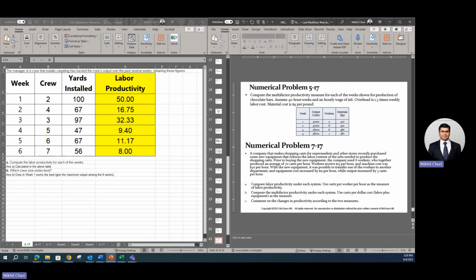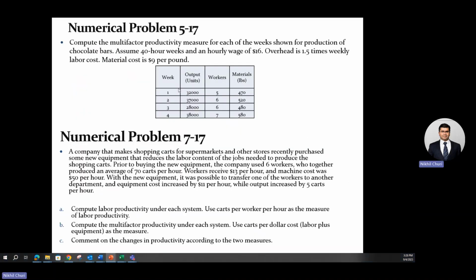Let's make this bigger and try to understand what is given. There is this table, and in the very first column you are seeing weeks 1, 2, 3, 4 in consecutive order. The second column says output units of chocolate bars: week 1, 32,000, week 2, 37,000, week 3, 28,000, week 4, 38,000. The third column is workers worked in that week: 5, 6, 6, and 7 workers in weeks 1, 2, 3, 4 respectively. The fourth column is materials used in pounds: 470, 520, 480, and 580 pounds for weeks 1 to 4.